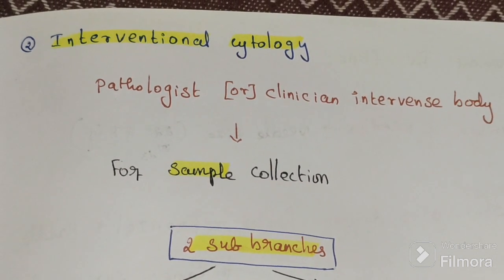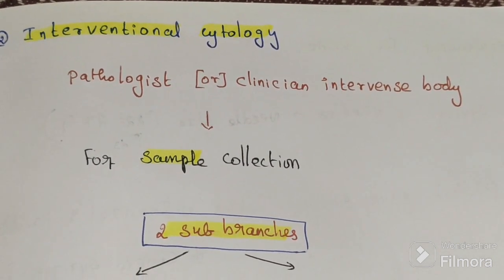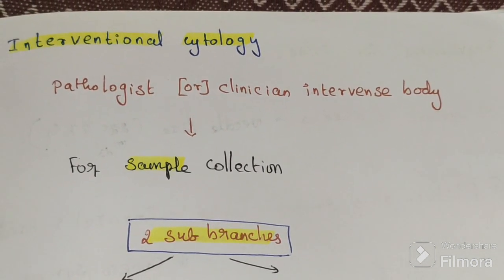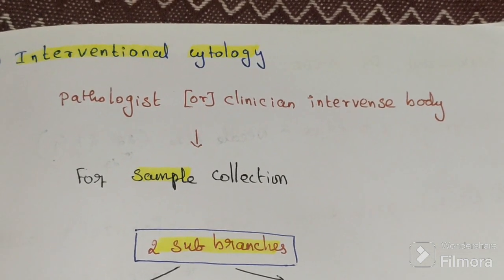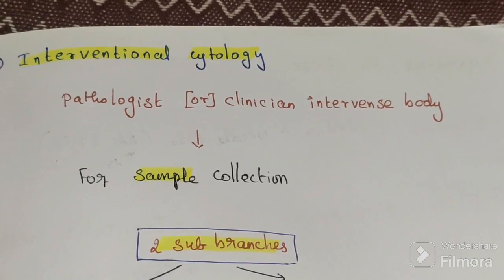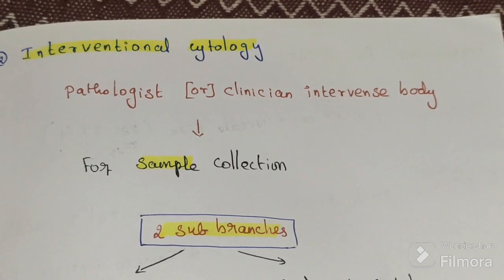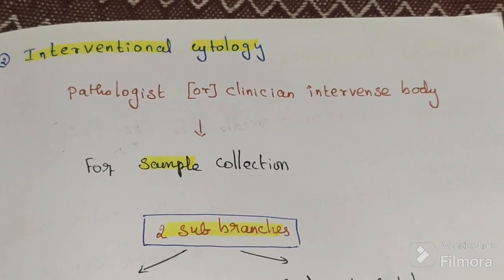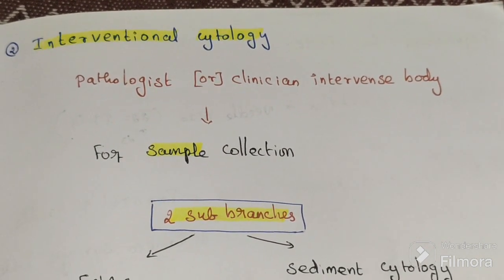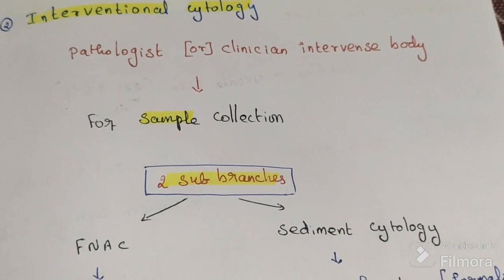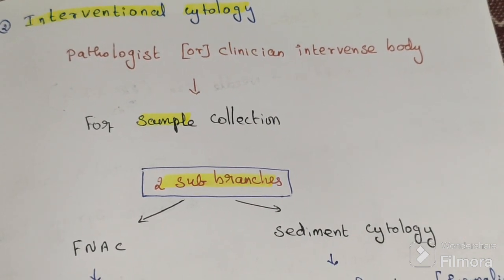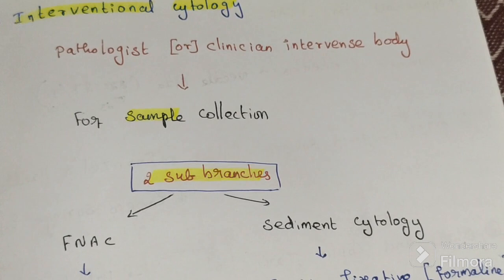Coming to the second part, interventional cytology, where you have to intervene. Who has to intervene? Pathologists or clinicians. They have to intervene to take a biopsy from the body. For example, suppose a patient has lymph nodes. The pathologist or surgeon has to intervene and take out a biopsy from the affected area. That's what is called interventional cytology.